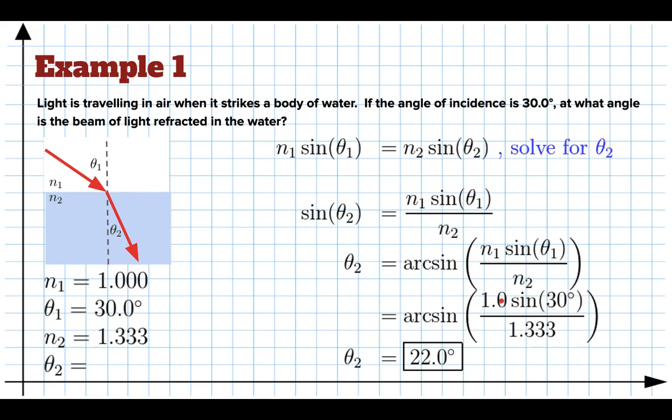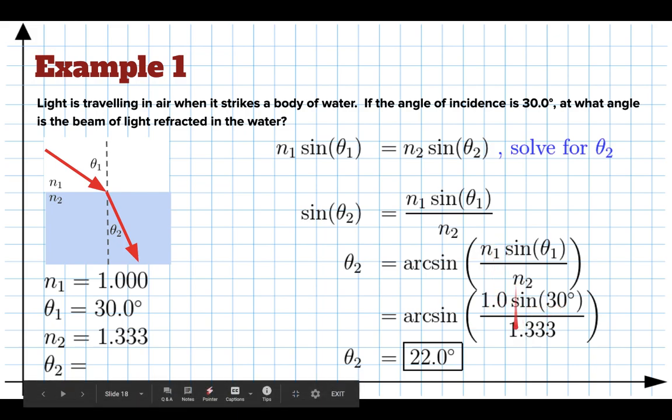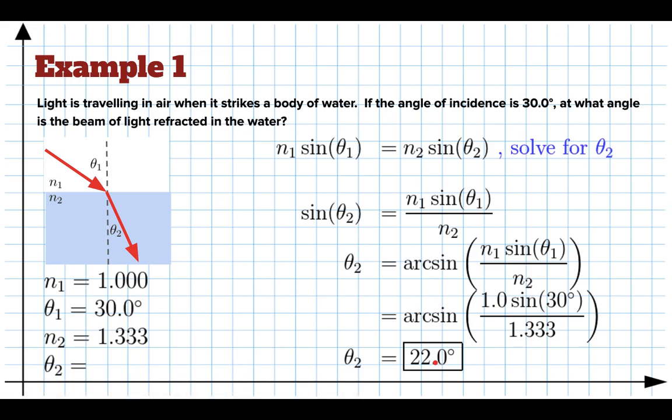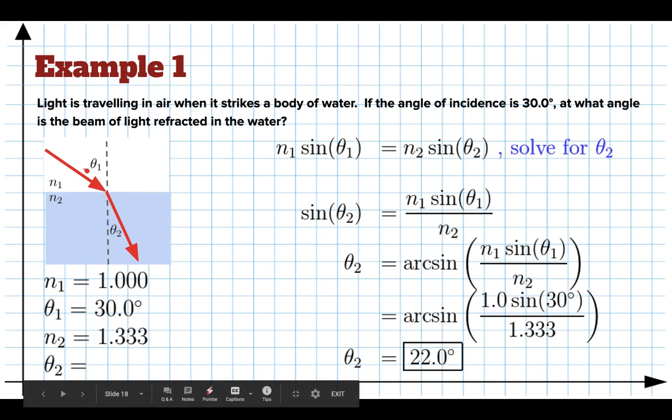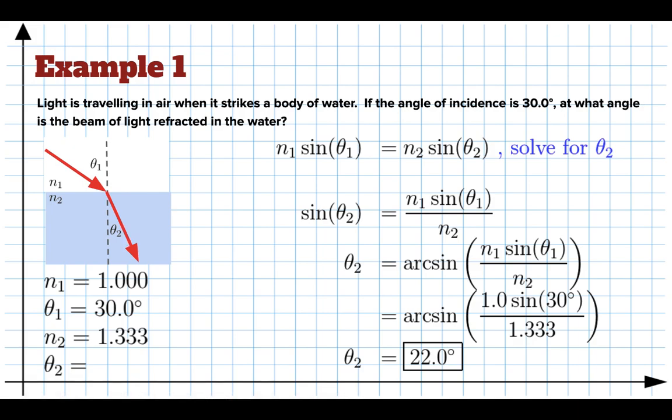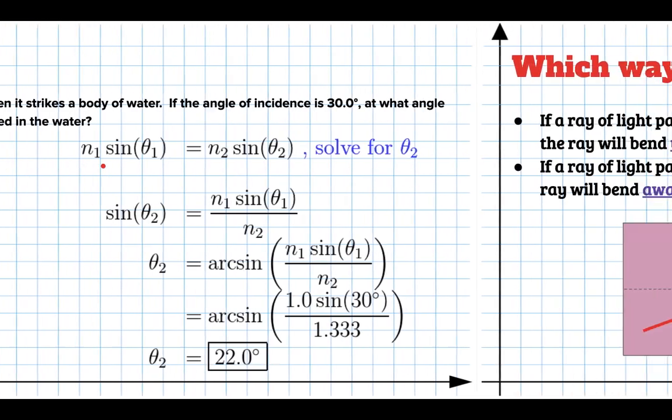Take 1, that's N1, so that's 1 times the sine of 30 divided by N2, which is 1.33. And once you find that number, take the arc sine of that number, and if you're in degrees mode in your calculator, you should end up with 22.0 degrees. So that means that an incoming ray of light at 30 degrees was refracted at 22 degrees. So the angle of refraction is smaller than the angle of incidence. Okay, so that's how we solve the problem.